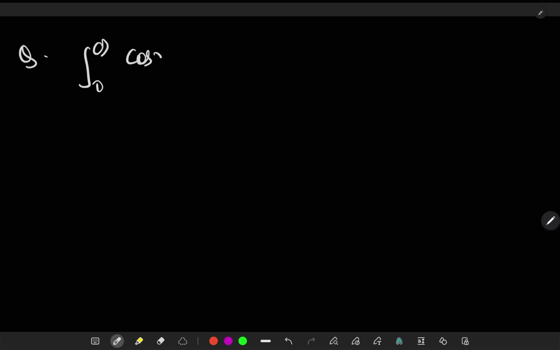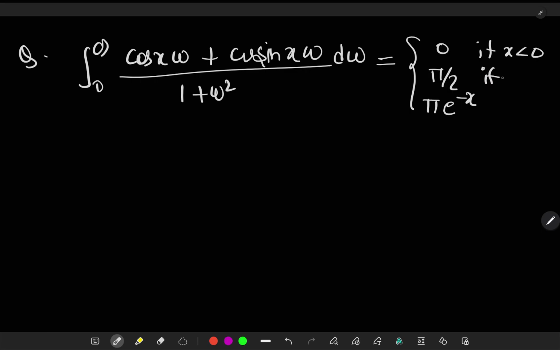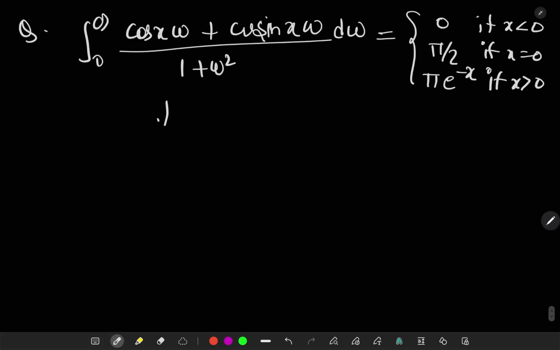Integral of cos x omega plus omega sin x omega divided by 1 plus omega square d omega equals 0 if x is less than 0, pi by 2 if x equals 0, and pi e raised to power minus x if x is greater than 0. This integral we can write like that.